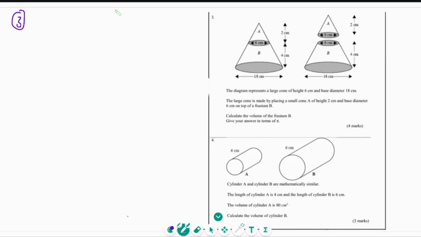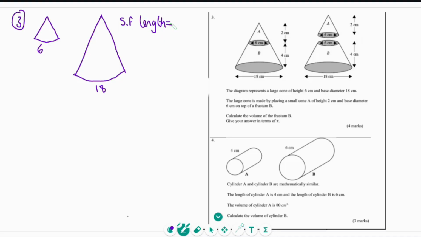Okay, so A is similar to the big cone, the mixture of A and B. Let me just draw, there's my cone A. And the big cone is like a direct enlargement of that small cone. We know the diameter of cone A is 6, and the big cone is 18, so we can find a scale factor for length here. 18 over 6 is 3.